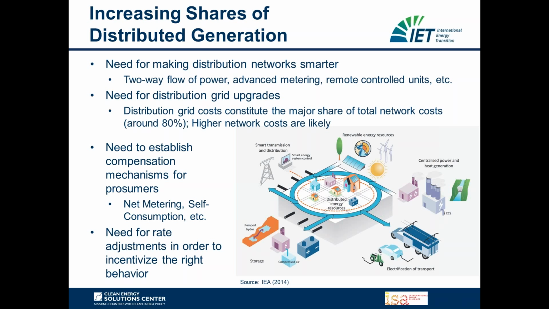So all in all, what this picture from the International Energy Agency is showing is that things will get more complex, and we will need a lot more communication and a lot more technical solutions in order to stabilize the grid at all times, even though we have these multiple power generation and storage units integrated in the distribution networks. So in this new world, we're then talking about a two-way flow of power. We're also talking about advanced metering, remote controlled units, so that the system operator can always stabilize the network.